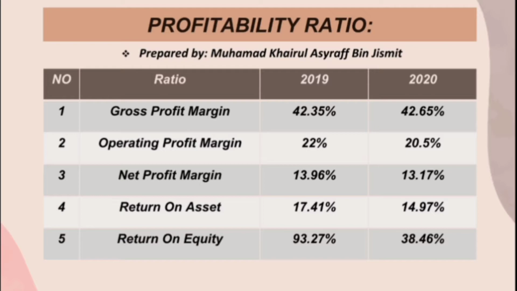Next, the percentage of return on asset from the year of 2019 to the year of 2020 is also decreasing from 17.41% to 14.97% due to the lower percentage of return on assets year by year. The company indicates lower return on firm's investment.